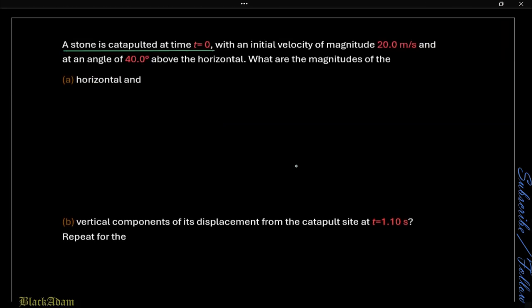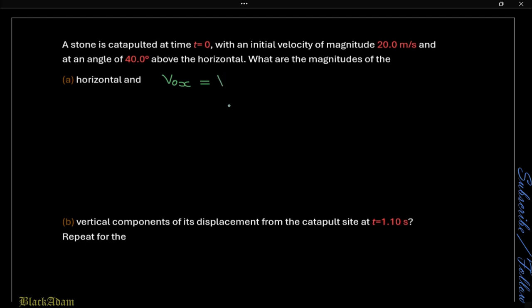Welcome to the physics class. We have a catapulted stone. The magnitude of the initial velocity is 20 meters per second, that's the launching speed, and the launching angle is 40 degrees. We want the horizontal displacement at time t equals 1.10 seconds.